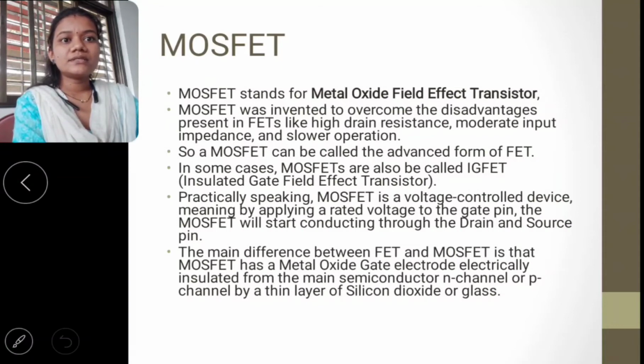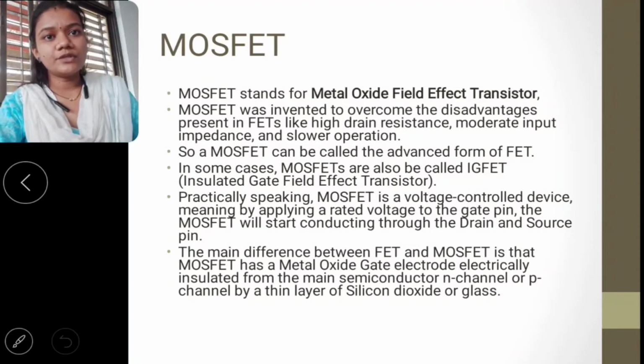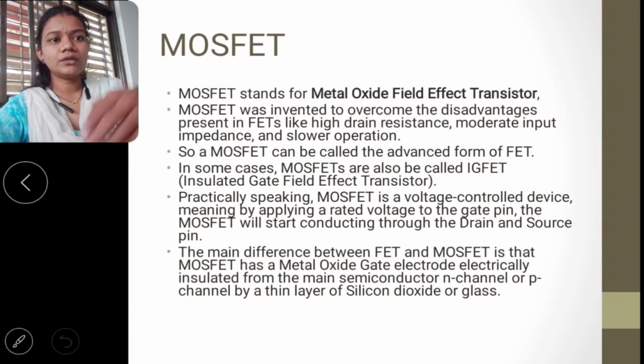In some cases MOSFETs are also called IGFET. IGFET stands for insulated gate field effect transistor. Practically speaking, MOSFET is a voltage controlled device, meaning by applying a rated voltage to the gate pin, the MOSFET will start conducting. The main difference between FET and MOSFET is that MOSFET has a metal oxide gate electrode, electrically insulated from the main semiconductor.